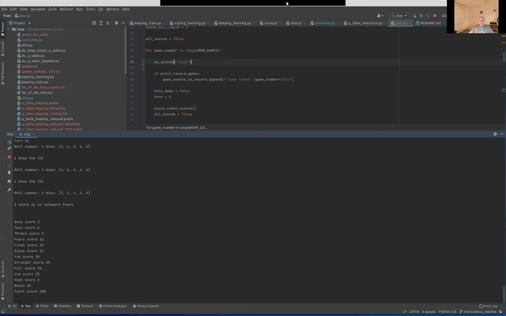And so those decisions were all made by the agent. The agent decided which dice to keep, and at the end of each turn, he decided where to score the hand.